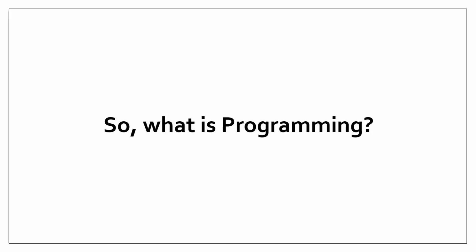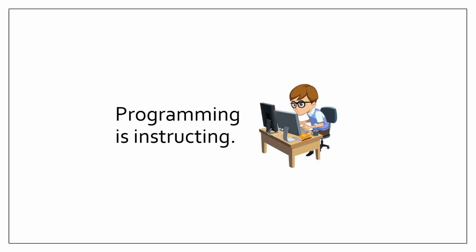So the question now is, what is computer programming? Well, in its simplest sense, computer programming is simply instructing our computers. Now, we use our computers to perform some task, and for these devices to be able to do that, they need or they require a clear, correct set of instructions.